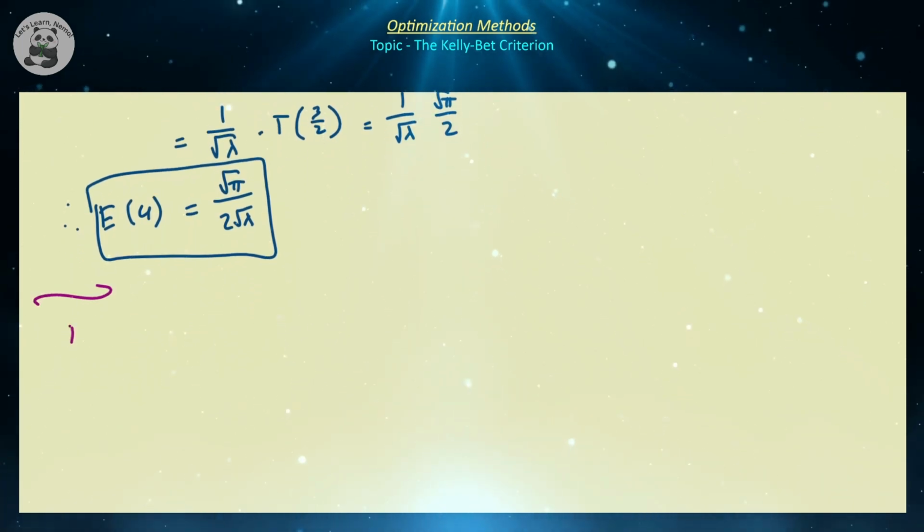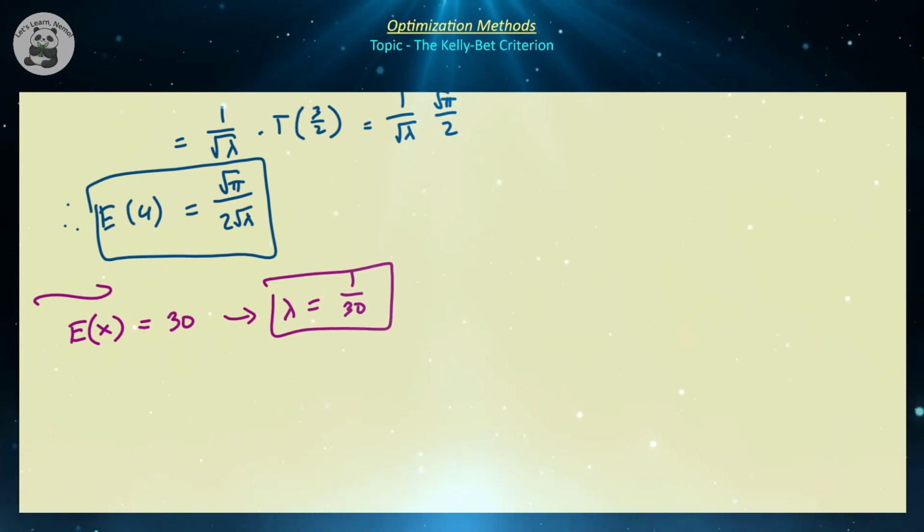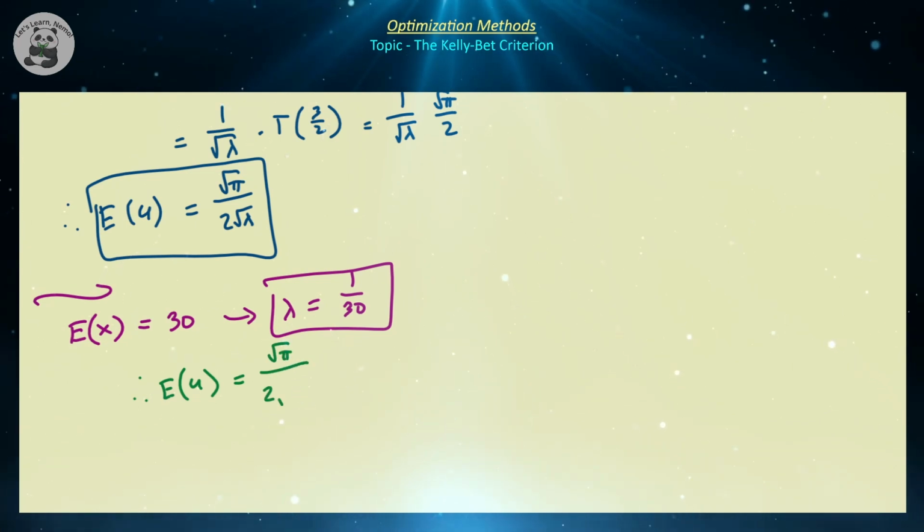Let's assume that the expected value for x is equal to 30. So let's assume x is your return on investment or something like that. So we expect $30 on average. That means that the lambda value is going to be equal to its reciprocal, which is 1 over 30. So with this particular utility function, the square root of x, what is the expected satisfaction, which obviously should be dependent on the expected value of the random variable that we have? From our calculations, that's just going to be equal to the square root of pi all over 2 times the square root of lambda, which is 1 over 30, which is approximately equal to 4.85, right?